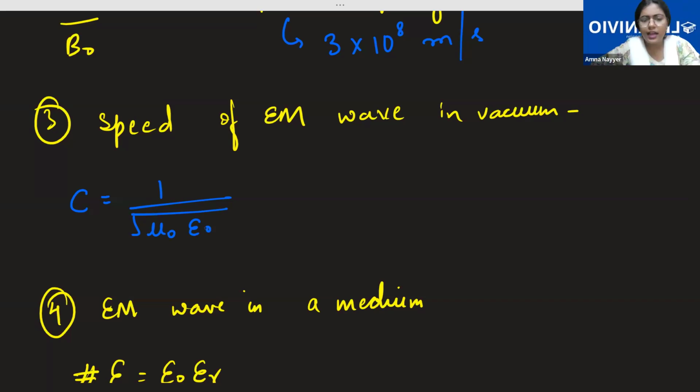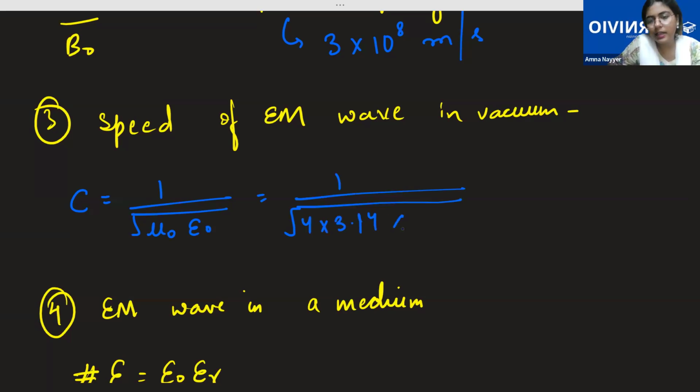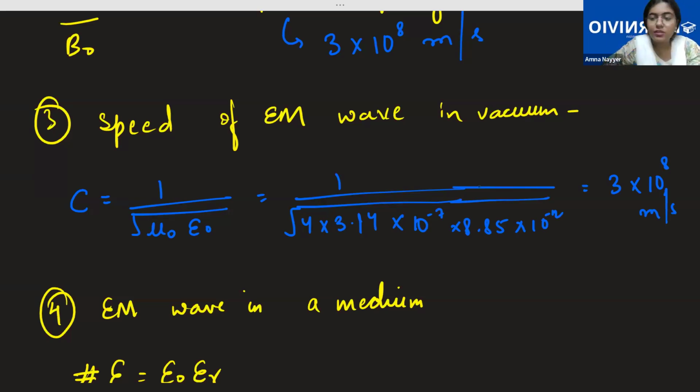This formula you don't need to derive, but if you put in the values here, let's say mu naught is 4 pi into 10 to the power minus 7, and epsilon naught is 8.85 into 10 to the power minus 12, you will get this value as 3 into 10 to the power 8 meter per second. No need to calculate and check. This is the value that you will get, which is the speed of light in air. But everything is about air.